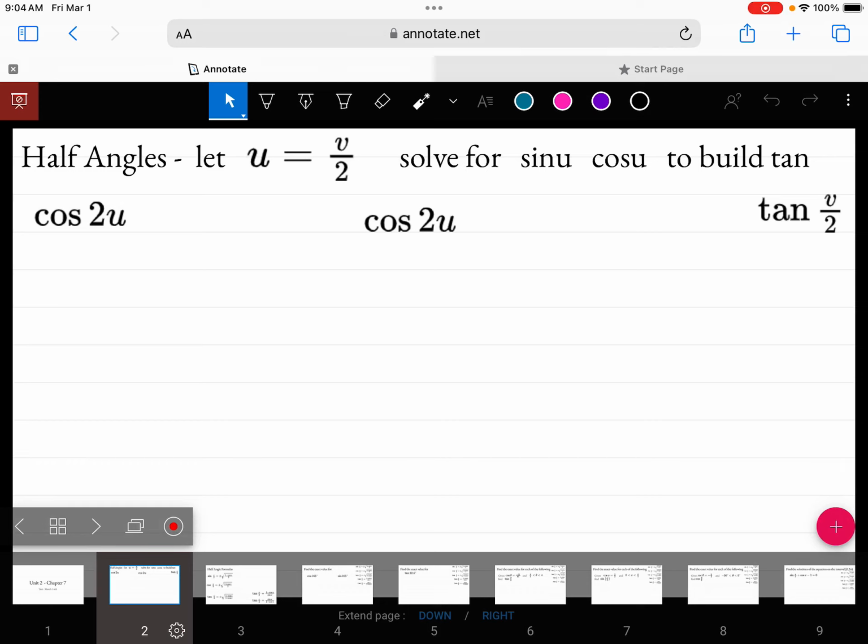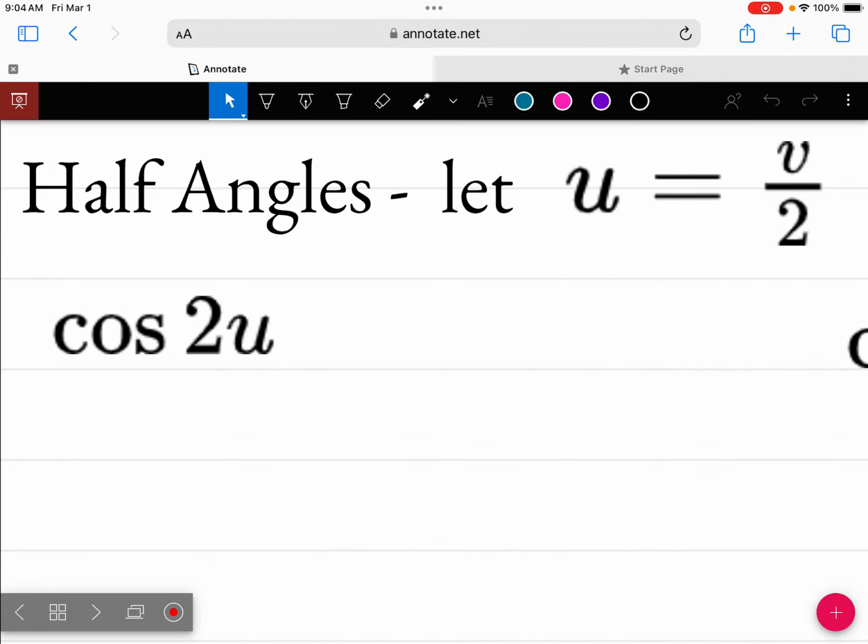We are going to try and solve for sine of u. So I want just sine of u, and I'm going to start with cosine 2u. I'm going to grab the double cosine that uses just sines. So I'm going to grab from my double angles from yesterday the cosine formula that only involves sine.